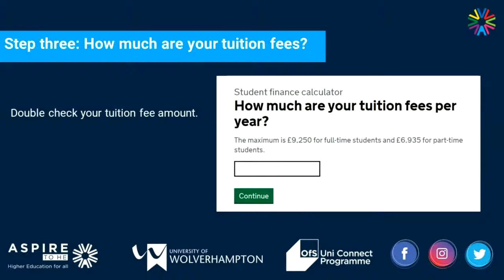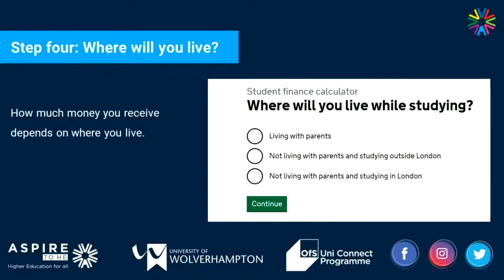Double check how much the tuition fee is for your desired course via the university website or UCAS. This is usually £9,250, but it is important to make sure of this figure. Where you live can impact the amount of money you receive, so it is important you have an idea of what your living arrangements will be when you go to university.